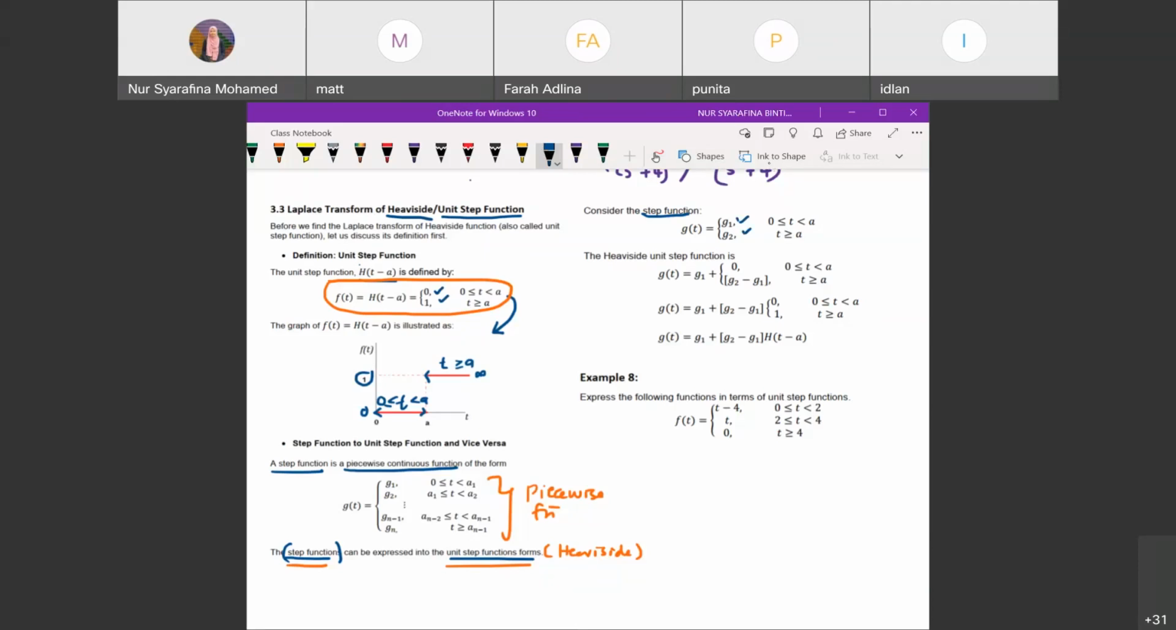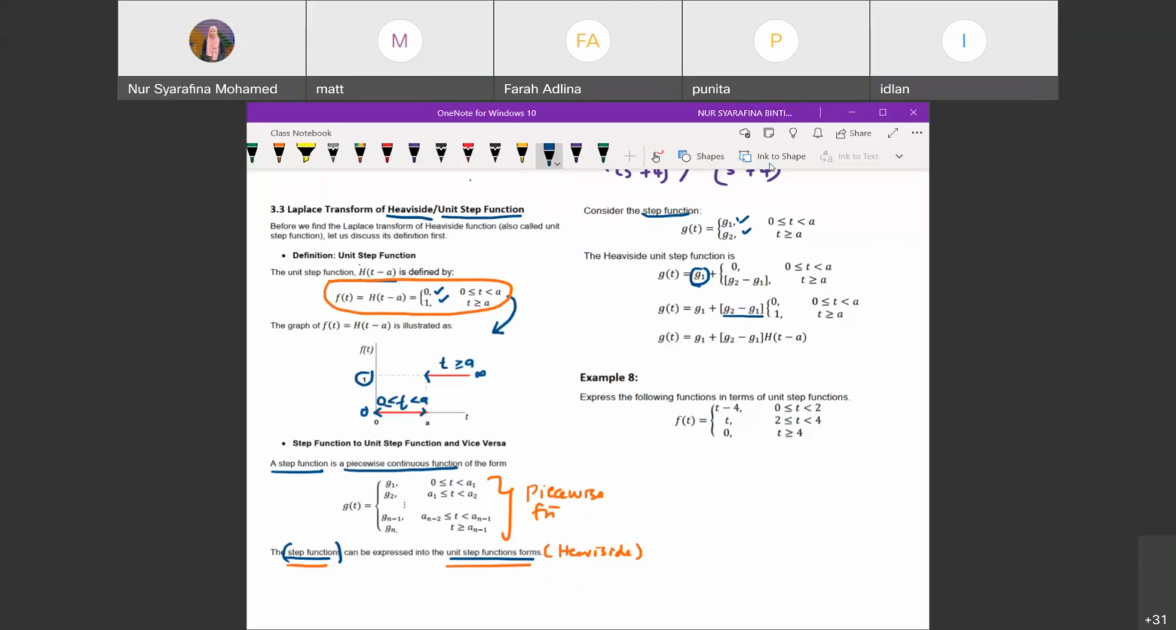Okay, now, first factorize the function. You put g1 outside, so g1 plus 0 will give you g1, right? So you put g1 outside, and g1 plus g2 minus g1 equals g2. So you just factorize this g1, put it outside, and then for this g2, make sure minus g1 because we have g1 here, okay? And then factorize again by putting this g2 minus g1 outside.